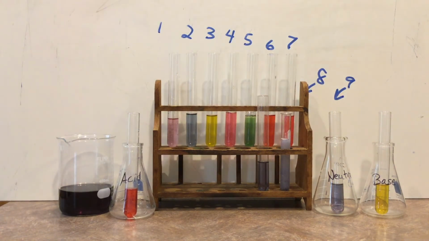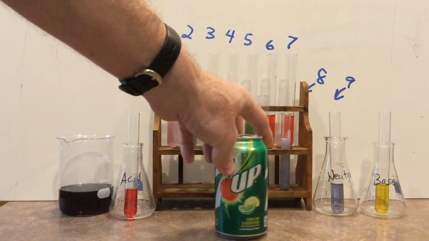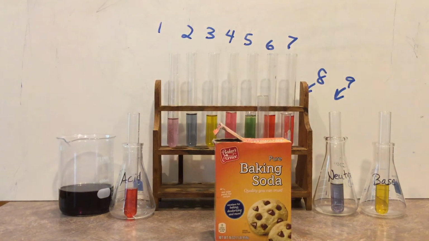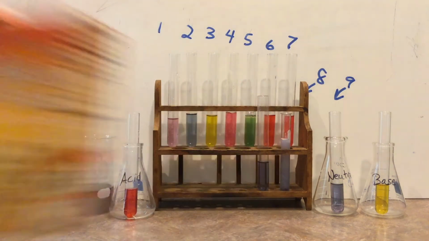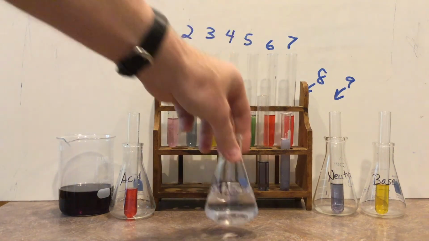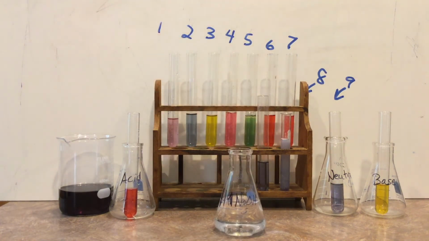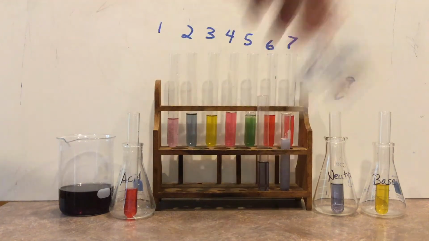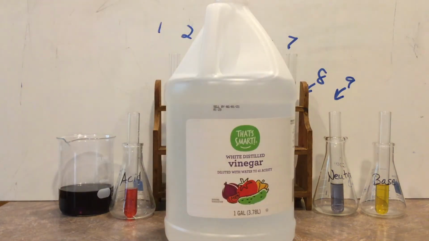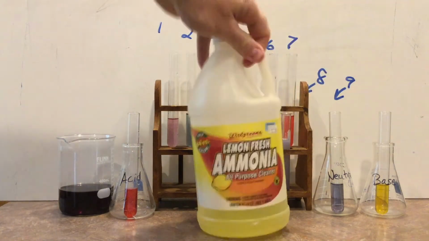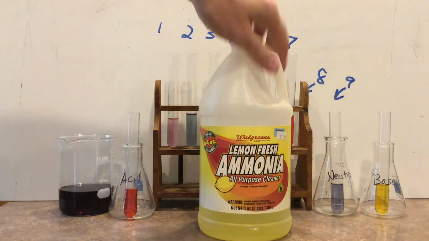Test tube number 1 was filled with 7-Up, which is acidic. Test tube number 2 had baking soda, or sodium bicarbonate, which is basic, not very strong though. Test tube number 3 had the 1 molar NaOH, which is basic. Test tube number 4 had the vinegar, which is acidic. Test tube number 5 had ammonia, which is a base.